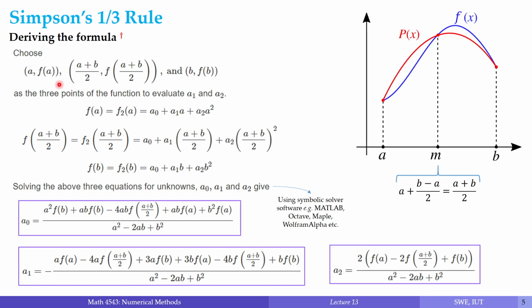So we have these three points: a comma f of a, (a plus b) by 2 comma f of (a plus b) by 2, and b comma f of b. We know for sure that the polynomial passes through these three points, so we can use that information to come up with three equations. We know that f of a equals f sub 2 of a.